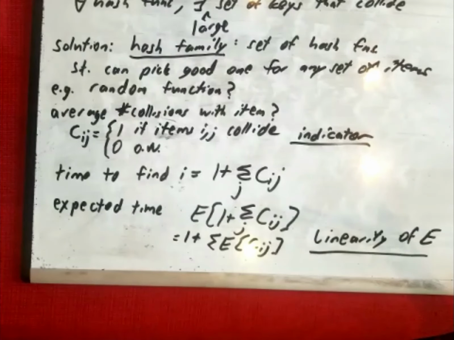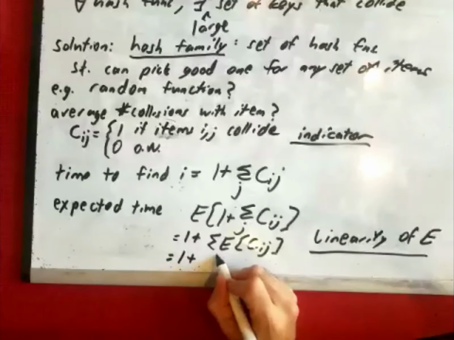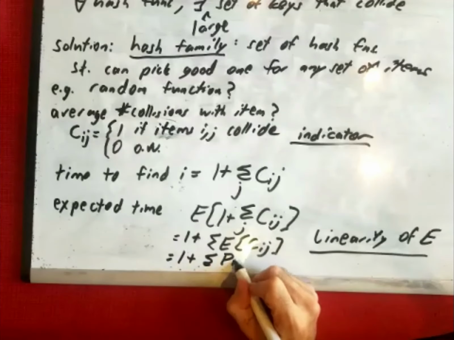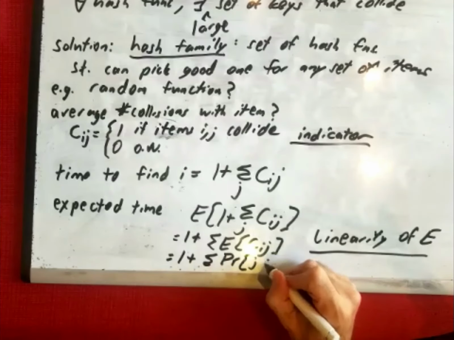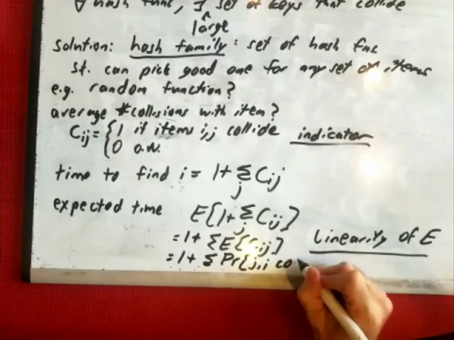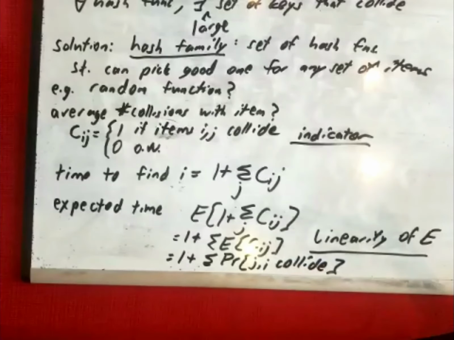Now, what is the expectation of Cij? And I don't mean the quantity, but how do we understand it? Sum of probabilities times values. Right. And in this case, the values are 1. So this is simply the probability that j and i collide, summed over all the j's.